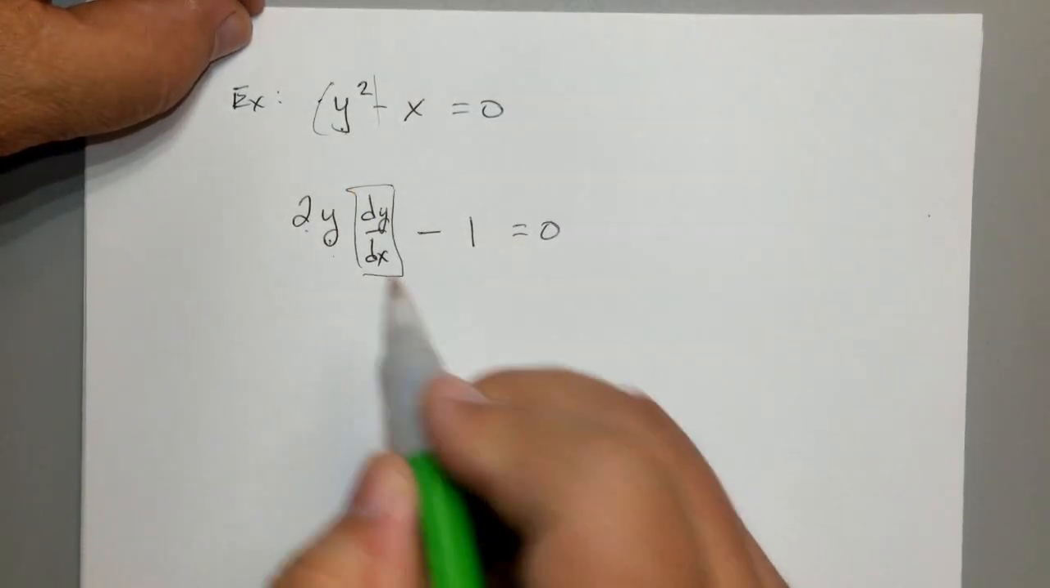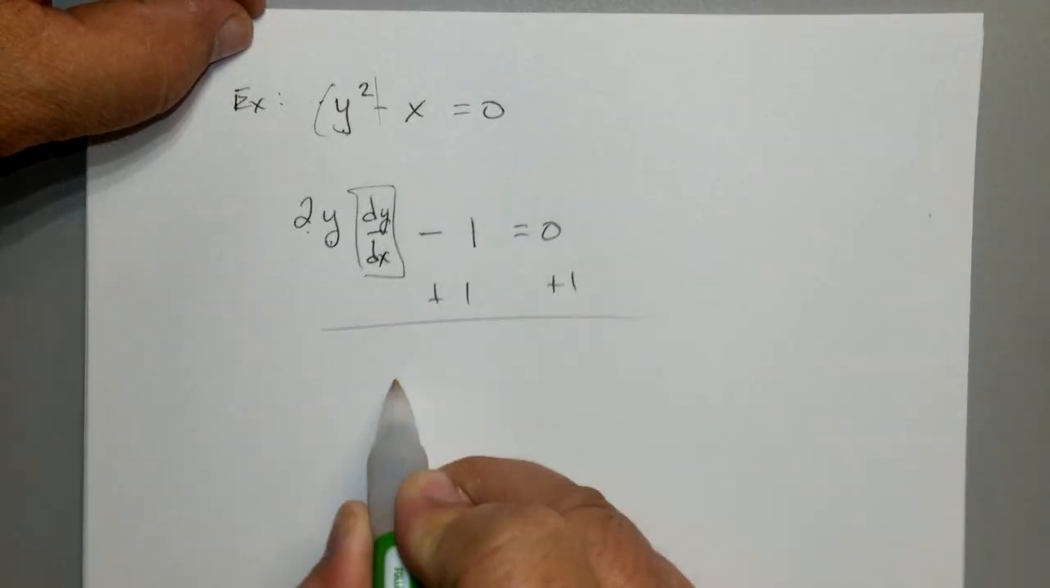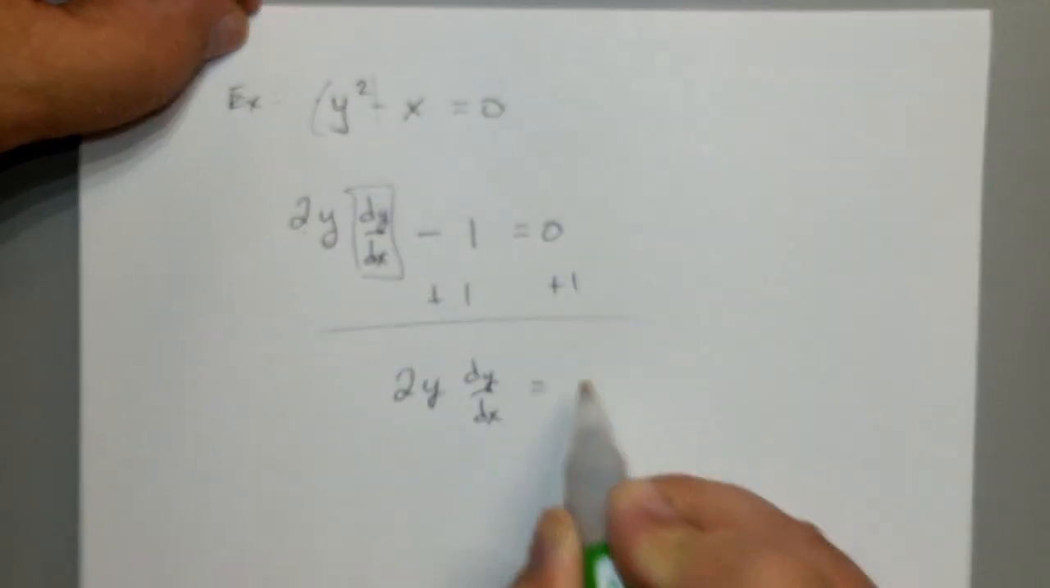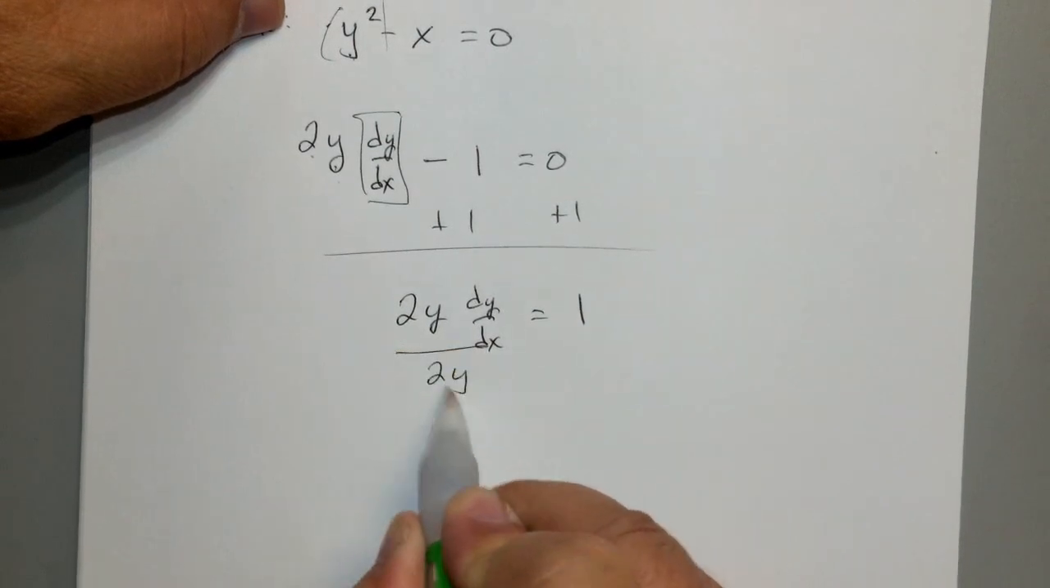Now we're solving for dy dx. So we have to add 1 to both sides. And divide by 2y.